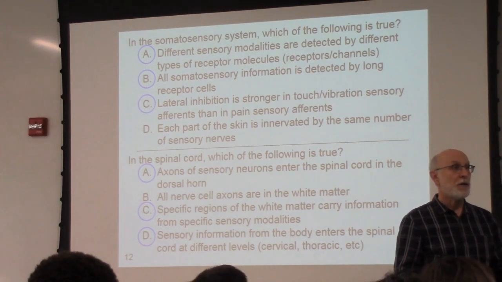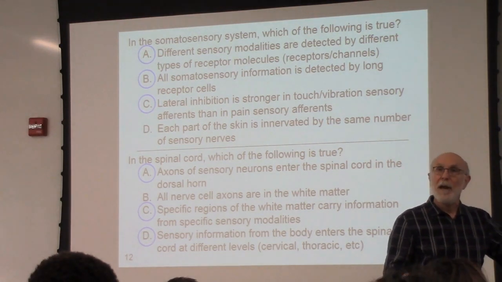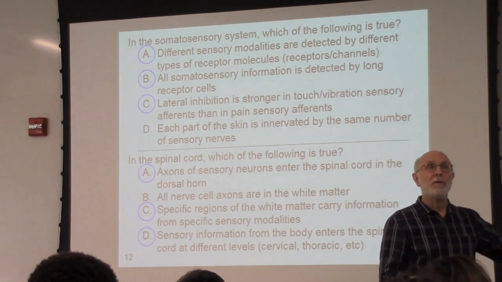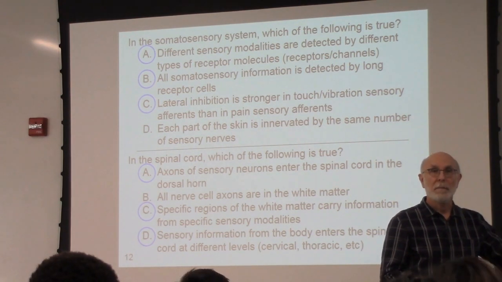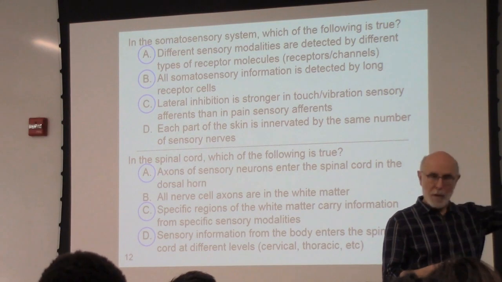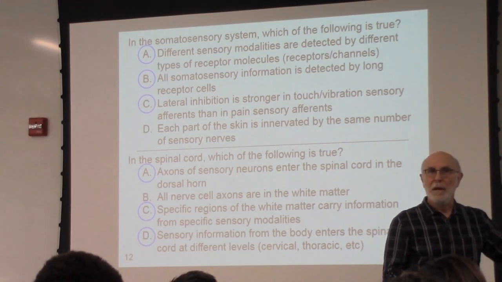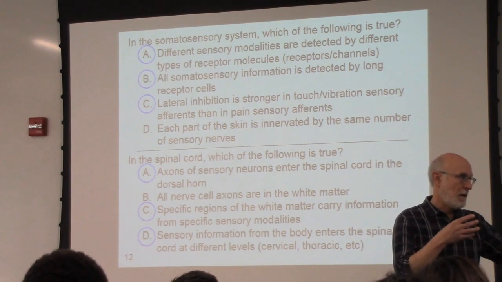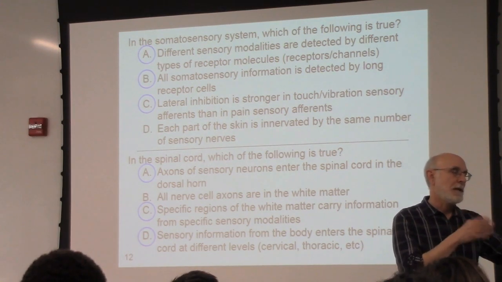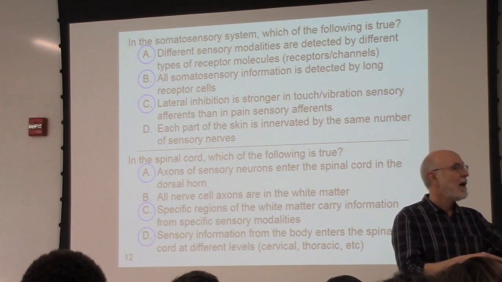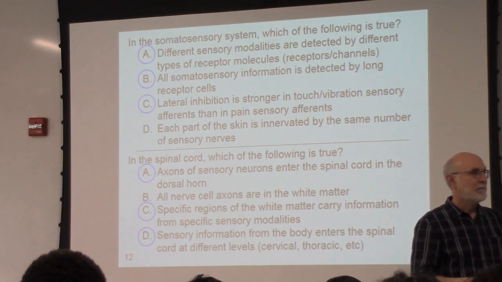So pain and temperature form a synapse in the dorsal horn. Touch and pressure go up the ipsilateral dorsal column. Proprioception: some of them go up the ipsilateral dorsal column. Some of them form a synapse and cross over, and some of them form a synapse and don't cross over, and then they go up the spinocerebellar tract.